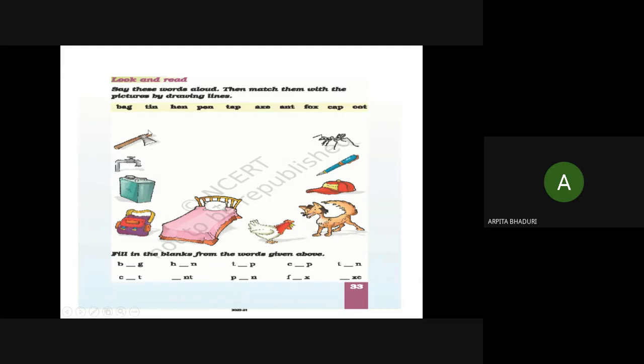Very good. And what is this? Axe. Have you seen this? Yes. Who uses this? Like carpenter or farmer sometimes. Not farmer exactly. Or the wood cutter. Yes. Very good. They cut the branches of the trees with this. Okay? But you should never try it. It is not safe for children. It is very sharp. Very sharp. And it is very heavy to lift also. Yes, ma'am. And what is this one?